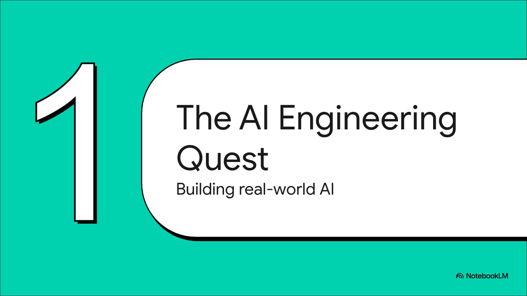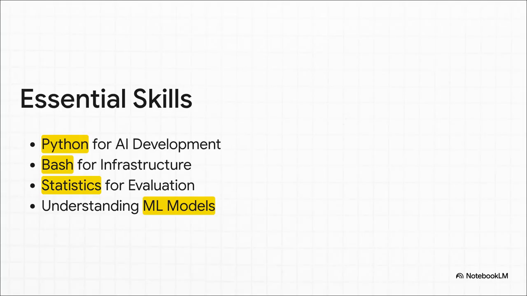First up, the AI engineering quest. And this whole journey starts by building a really solid foundation, even before we write a single line of LLM code. Look, building really powerful AI is so much more than just writing clever prompts. It's about being a solid engineer. You've got to know your Python, especially libraries like Boto 3. That's basically your Swiss Army knife for working with AWS services. And then you need bash scripting to automate all your infrastructure work, plus a good handle on statistics. I mean, how else are you going to know if your model's actually working well?